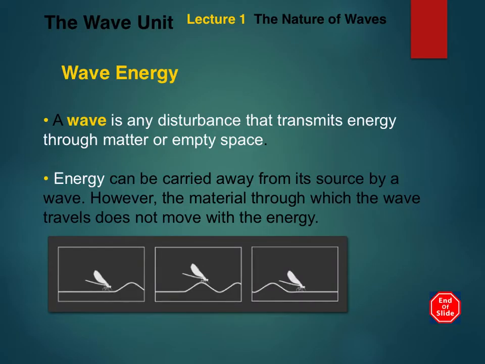A wave is any disturbance that transmits energy through matter or empty space. So a disturbance is a key word here because it is sort of a change, right? Either a change in energy or a vibration or some kind of alteration of the normal. Okay, energy is actually carried by a wave. So waves have energy. Waves are a form of energy.